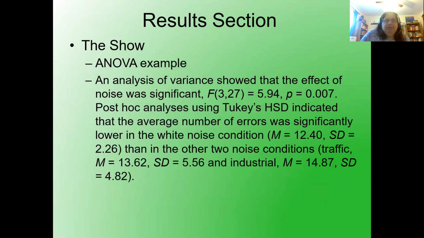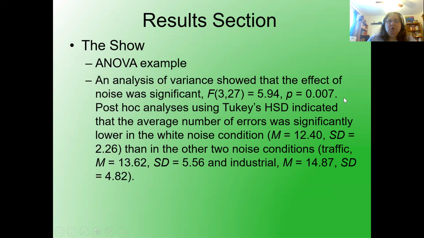Here's your ANOVA example. An analysis of variance showed that the effect of noise was significant. Now let's talk this one through. Just like your t-score was after the equal sign, your f-score is after the equal sign. Here it is, 5.94. So why do we have two numbers where we had one before in the DF area? Well, one is your between subjects DF, that's your 3. The other is your within subjects DF, that's the 27. And then once again, we report our p-value.